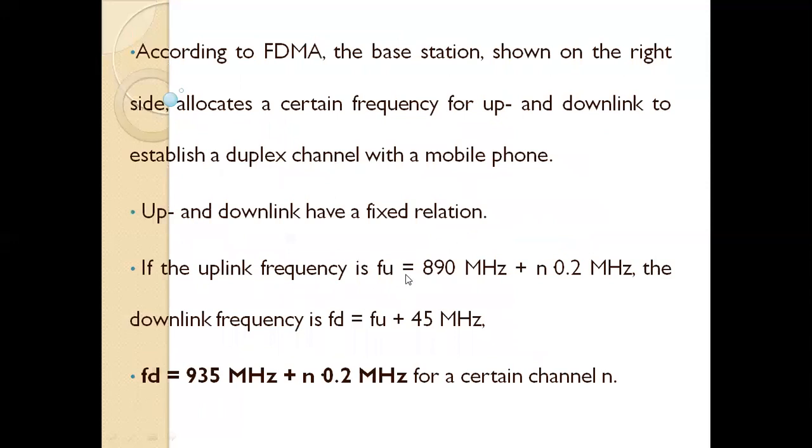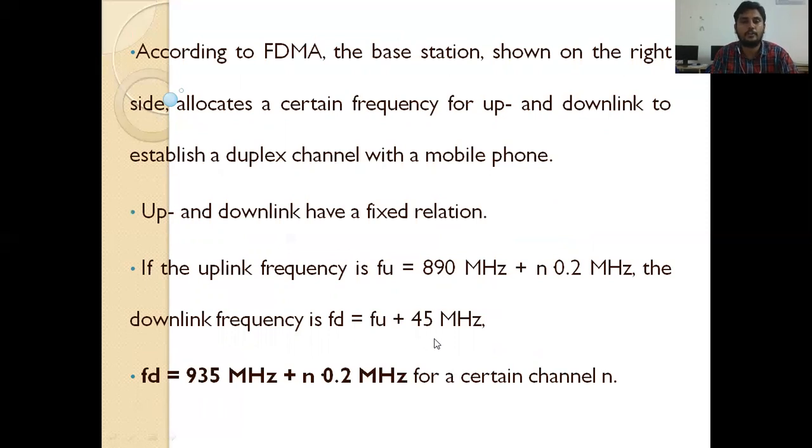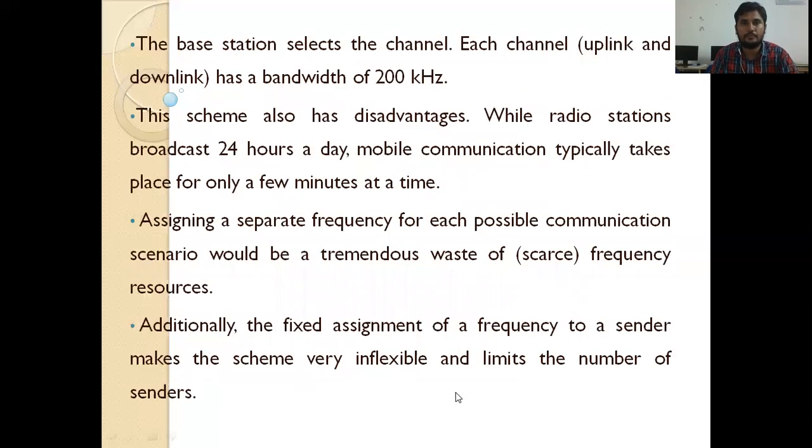FU, upload, is equal to 890 megahertz plus N times 0.2 megahertz. The downlink FD is equal to FU plus 45 megahertz. So 890 plus 45 is equal to 935, the downlink channel. So the base station selects the channel. Each channel, uplink and downlink, has a bandwidth of 200 kilohertz.